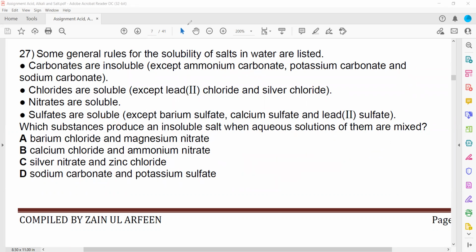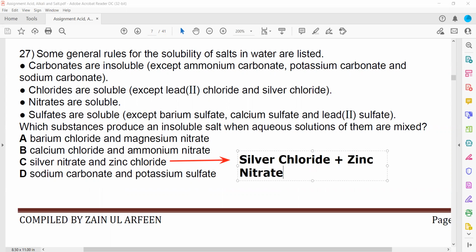When we check the third option, silver nitrate plus zinc chloride, when we mix them together, what does it produce? It will produce silver chloride plus zinc nitrate, as they displace each other.